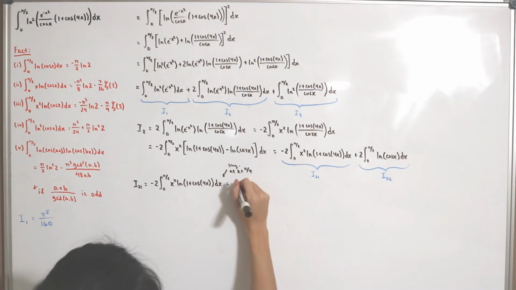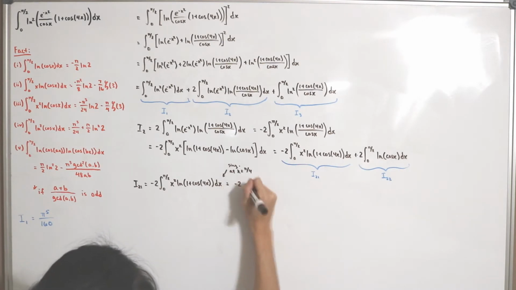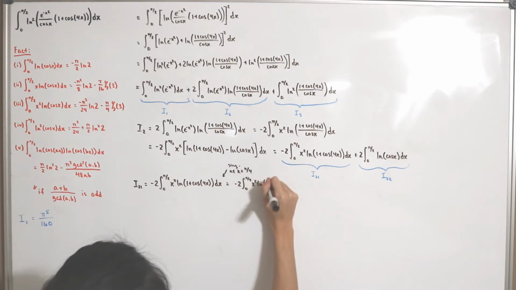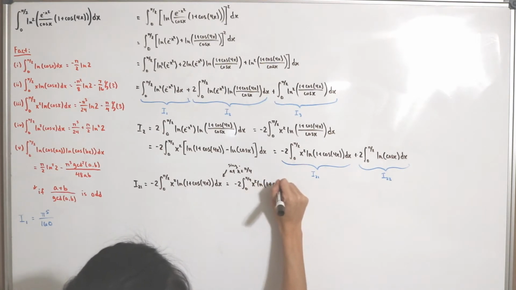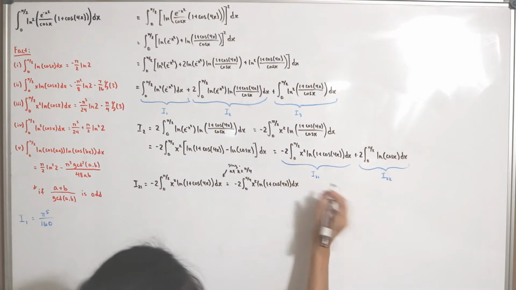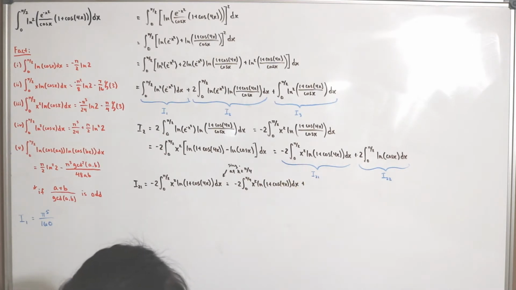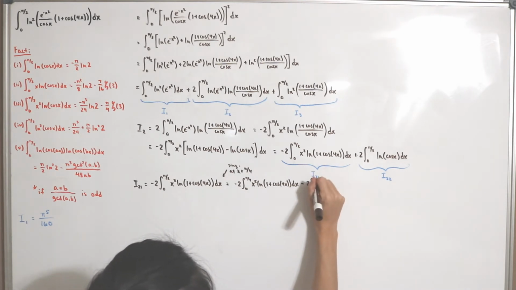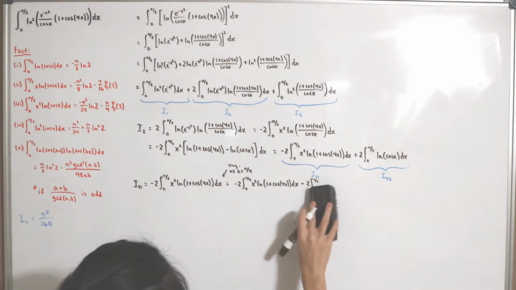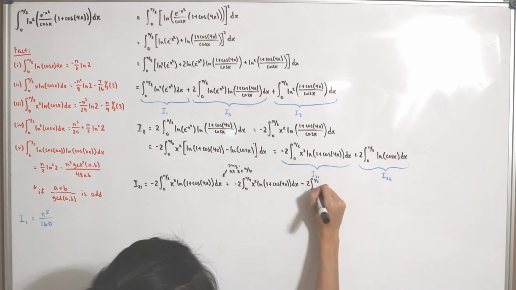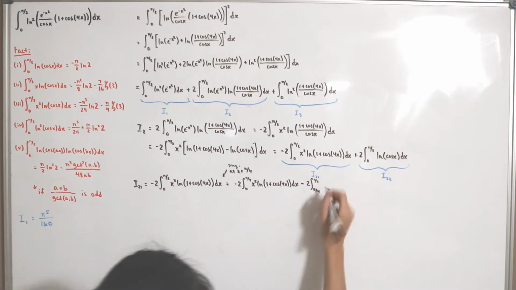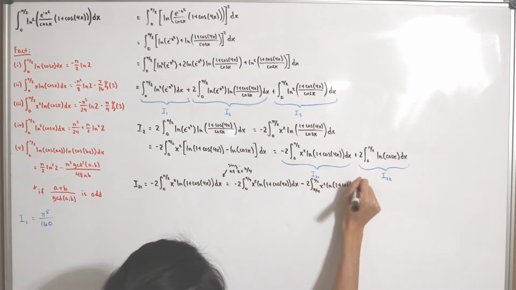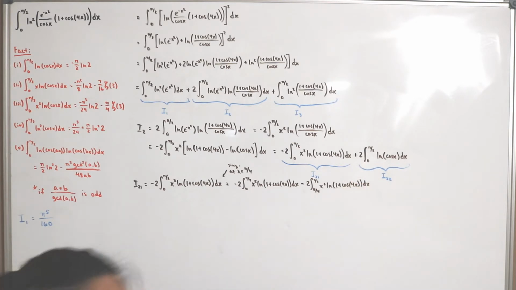So this is negative 2 times the integral from 0 to pi over 4 of x squared ln of 1 plus cosine 4x dx, then minus 2 times the integral from pi over 4 to pi over 2, I mean, this is supposed to be pi over 4 over here, of the same integrand, x squared ln of 1 plus cosine of 4x dx.